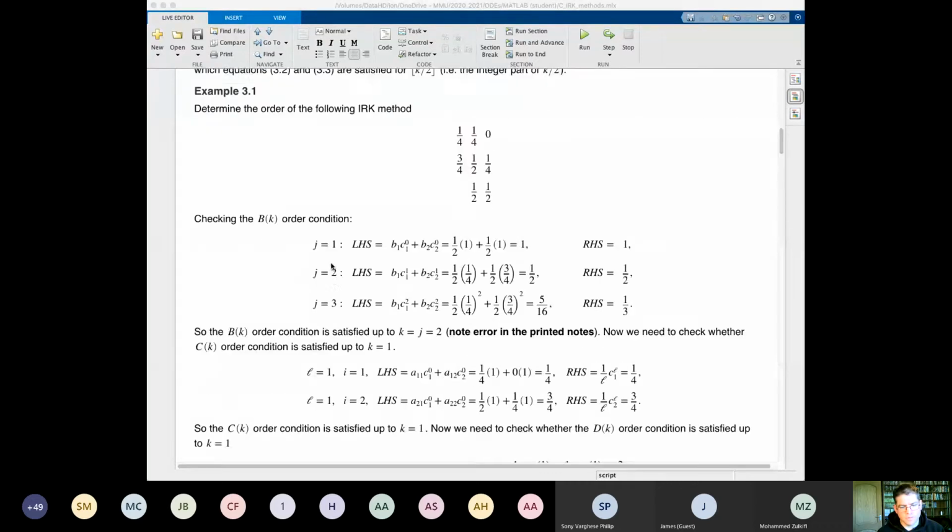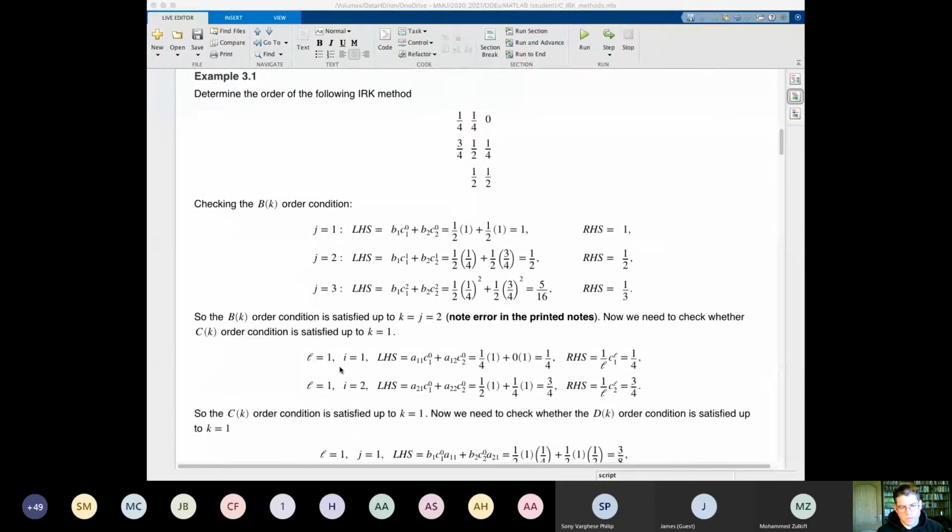If I scroll down, you can see here, when L is 1 and I is 1, we have a left-hand side, which is A11 plus A12. So it's 1/4 plus 0, so obviously we've got a quarter. And the right-hand side is whatever C1 is, so that's going to be 1/4. When I is 2 and L is still 1, we have A21 plus A22, which gives us 3/4. A half plus a quarter gives us 3/4, and our C2 is 3/4. So left-hand side equals right-hand side.